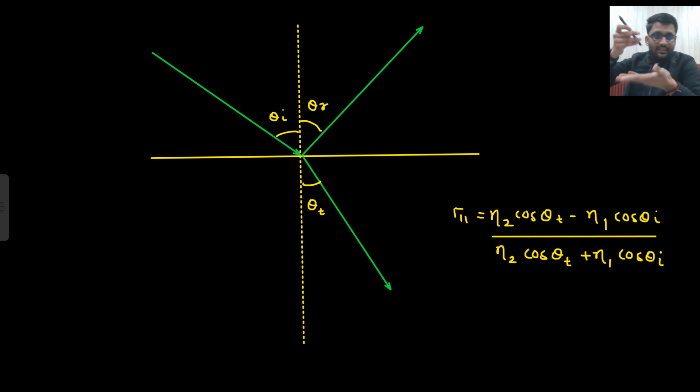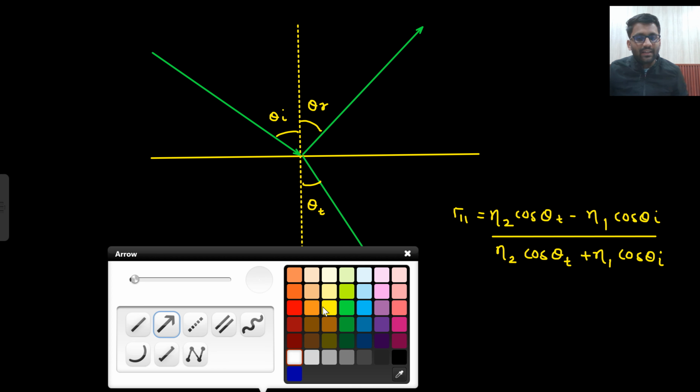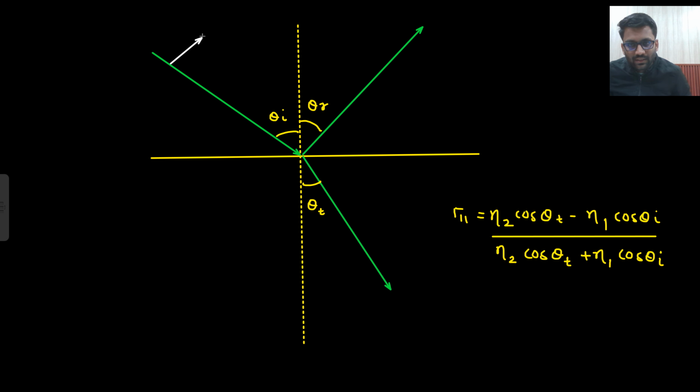This is the boundary plane. So this is how the wave is coming, this is how it is reflected back, and this is how it is transmitted. Now what am I assuming? I am assuming the incident electric field in this direction. This is my incident electric field. Okay. Now I have derived this formula. I have written down this formula.